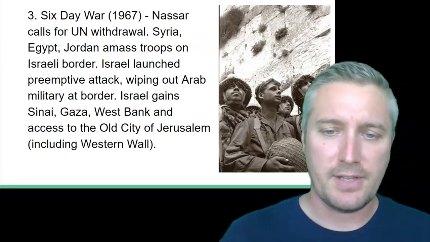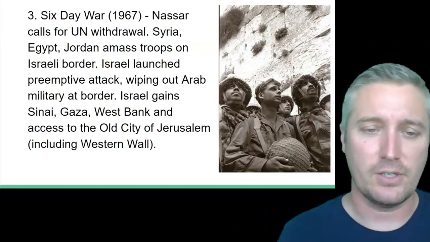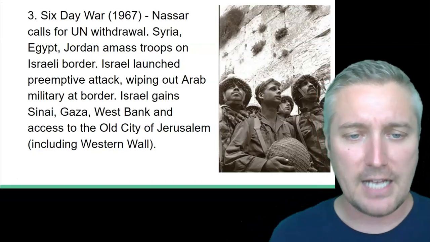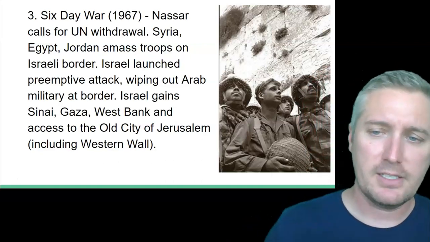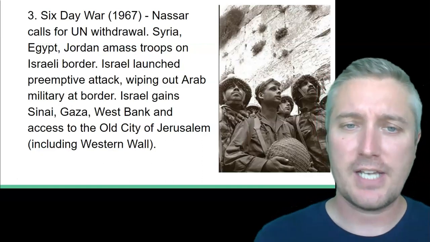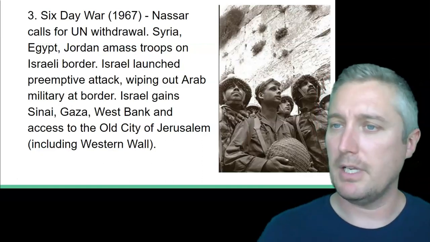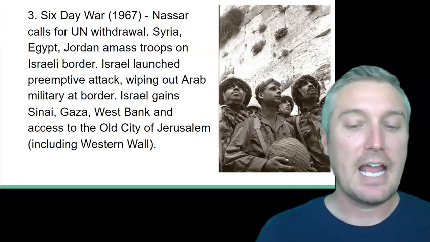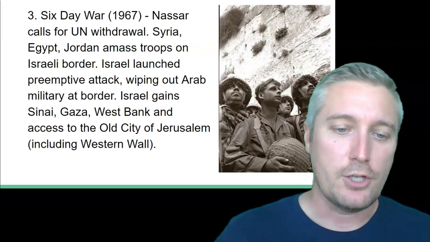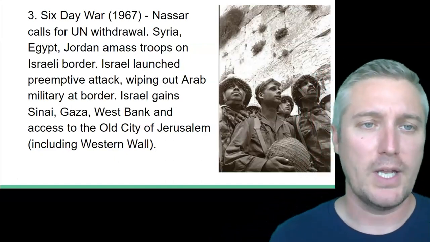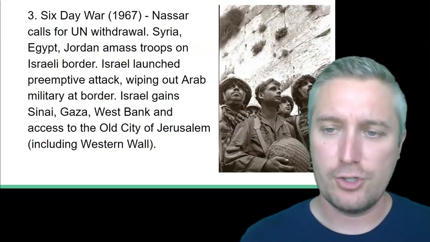As a result, they will regain the Sinai Peninsula. They will fully take over the Gaza Strip, the West Bank, which they take from Jordan. And they also guarantee access to one of the holiest sites in Judaism, Islam, and Christianity, and that is Jerusalem.